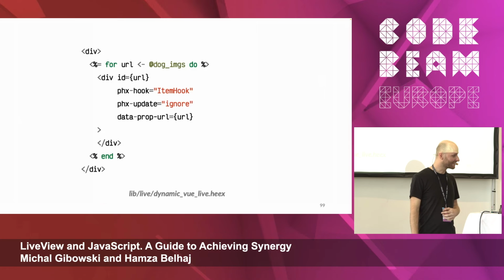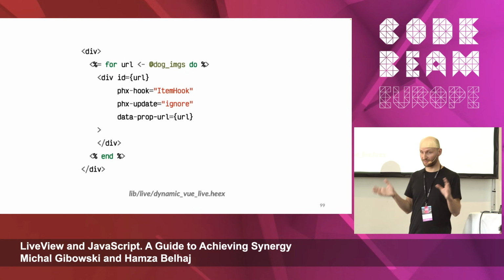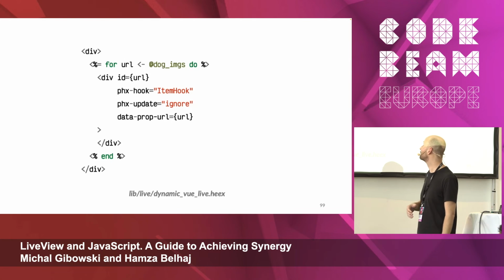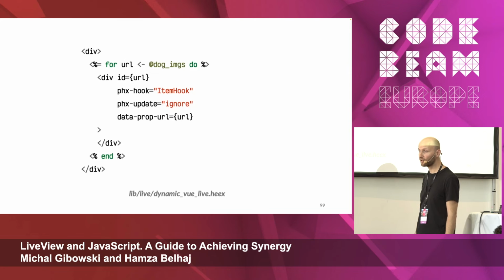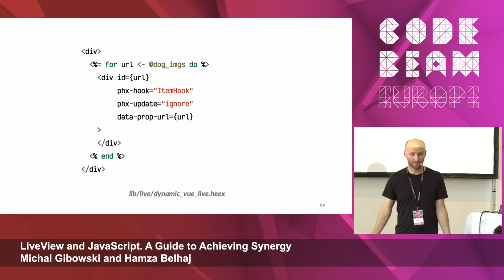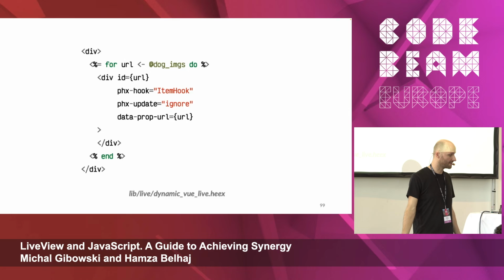So the only difference here is that there is not much difference actually from the first example that we showed. We just have a Phoenix hook, and this hook will render our custom Vue.js app. We have one custom attribute, data-prop-url. In this way, we will pass the URL for the particular dog image into the Vue.js app. And basically that's it. That's all we have.